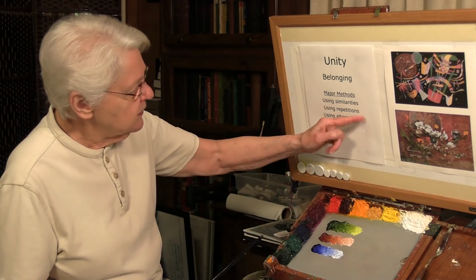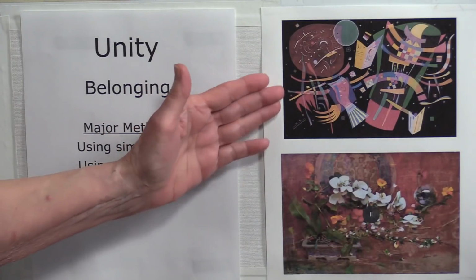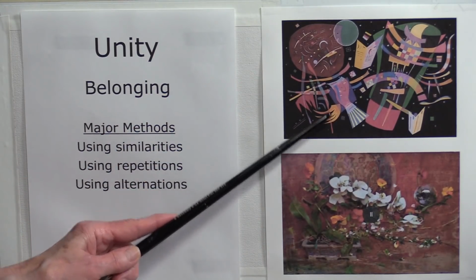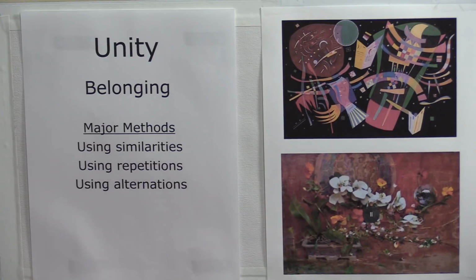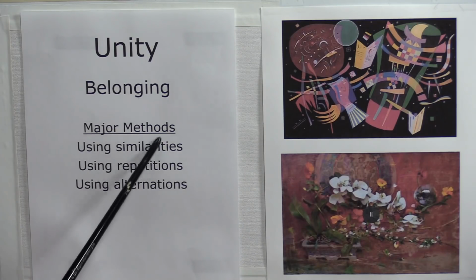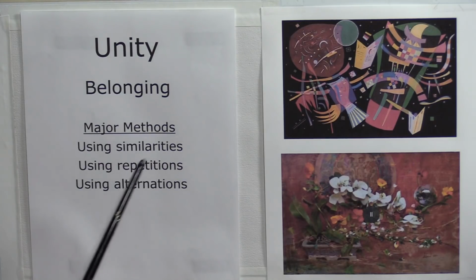So we use things that are similarities. Now I've given you here two examples. This is an abstract by Kandinsky, and this is a realistic painting by Richard Schmid. It's just sort of accidental that they happen to be in the same color scheme, which really is not even the point. But I want to show you how each of those has used things to create unity. Use these methods right here. Use similarities, use repetitions, in some cases use alternations. So I'll maybe explain those as we go.